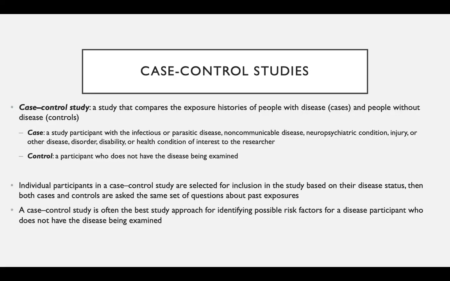With case control studies, we are comparing the exposure histories of people with the disease, the case of interest, and people without the disease or the case of interest. The cases here are those study participants with the thing we're interested in, the infectious disease, the non-communicable disease, the psychiatric condition, the injury, whatever, compared to people who don't. So how do we know whether we're working with a case control?